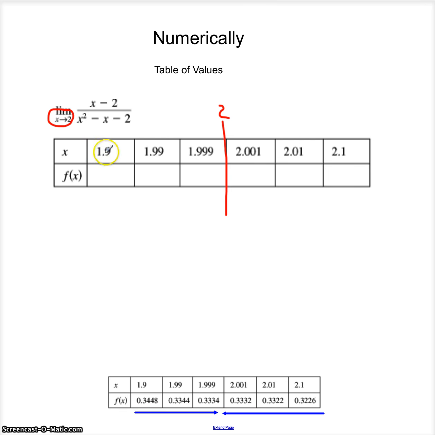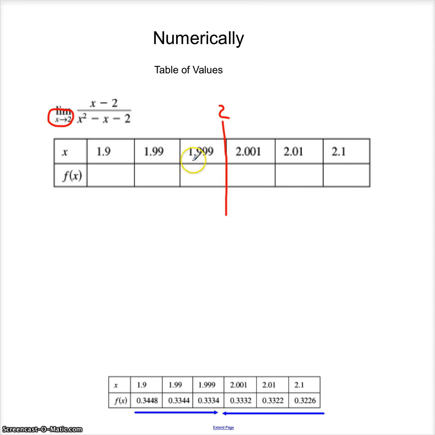Now, how do you pick what these numbers are? There are a couple ways you can do it. I'm approaching 2, and so that's going to be in the middle, but I want to back off of it. So I want to start closest to 2 at 1.999, and then 1.99, and then 1.9. To the right, I want to go to 2.001, 2.01, and 2.1.